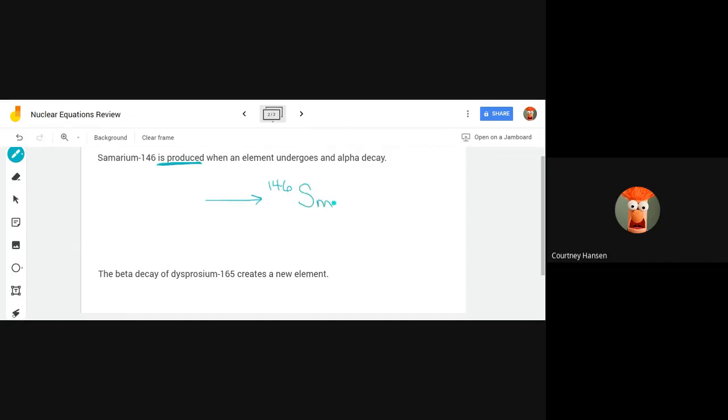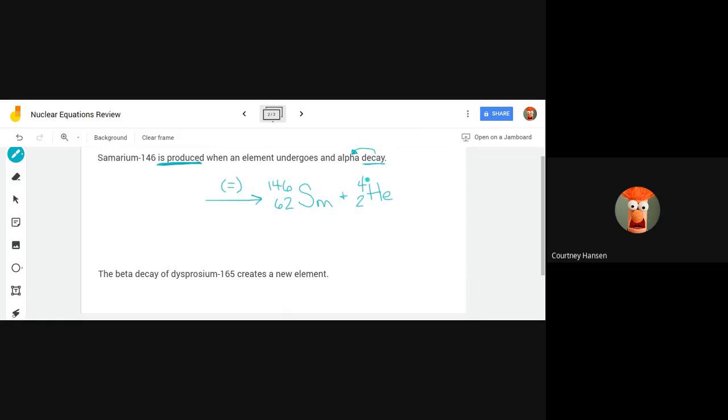The mass number, the top number, is 146. And on the periodic table, samarium is element number 62. It says this is produced when an element undergoes alpha decay. So alpha is also after the arrow. An alpha particle has a 4 on top and a 2 on the bottom. It's a helium nucleus. So now we need to figure out what comes before the arrow. So we're going to change that arrow into a plus sign and go ahead and do a little math.